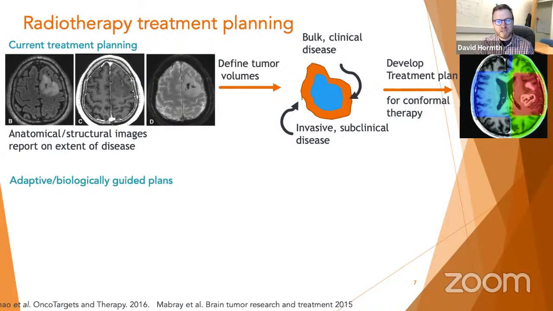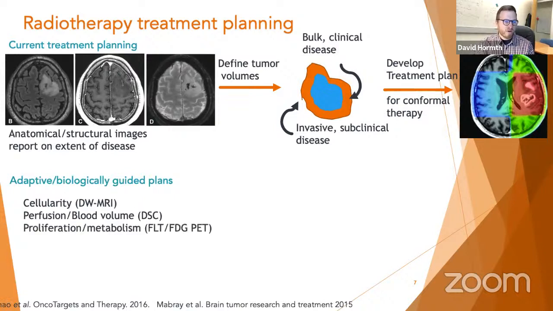A more recent approach is trying to move these treatment plans from just structural or anatomical images to incorporate some element of the tumor biology in the treatment plan itself. Luckily, there's a lot of imaging data that are sensitive to features relevant to tumor growth. One example would be diffusion weighted MRI, which might tell us something about tumor cellularity. Dynamic susceptibility contrast MRI provides some estimate of tumor perfusion or blood volume fractions. There are PET imaging techniques such as FLT or FDG PET, which tell us something about tumor proliferation or metabolism, and then F-MISO PET, which tells us something about hypoxia.